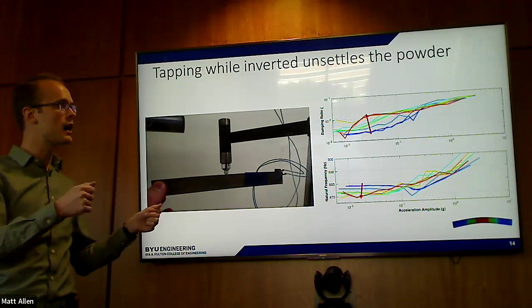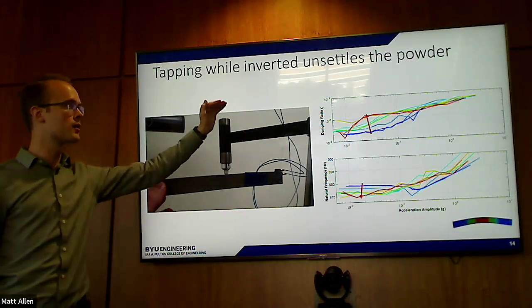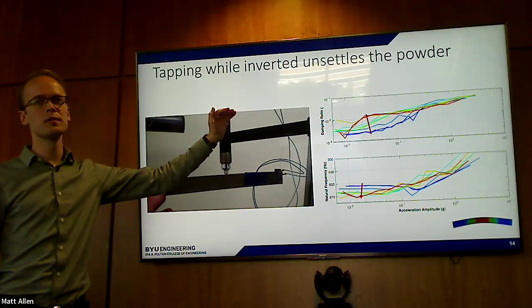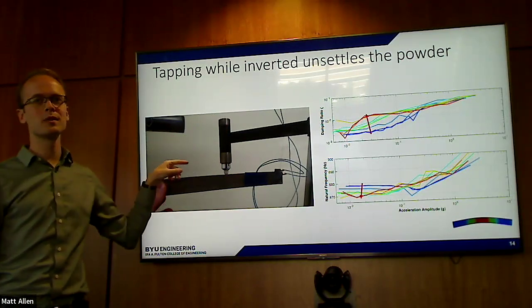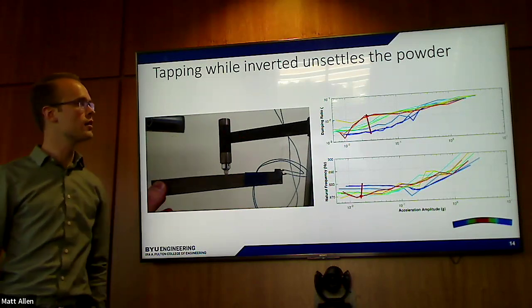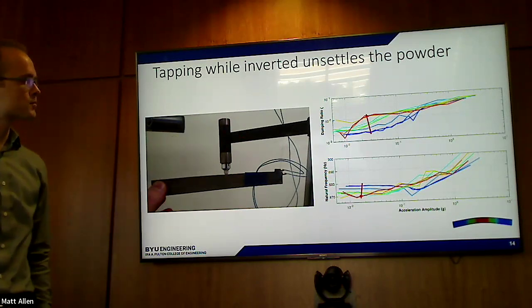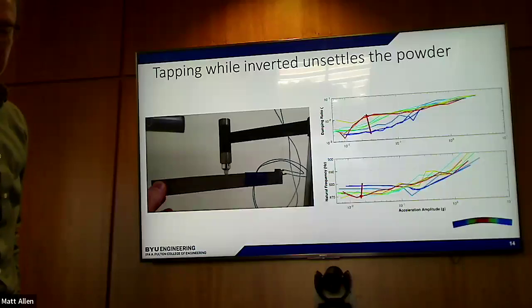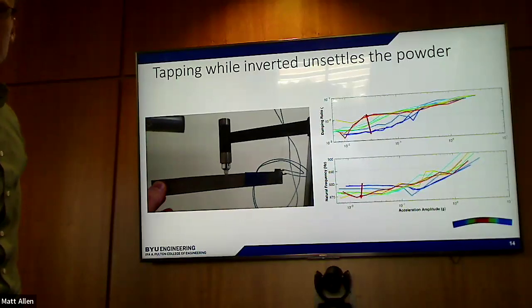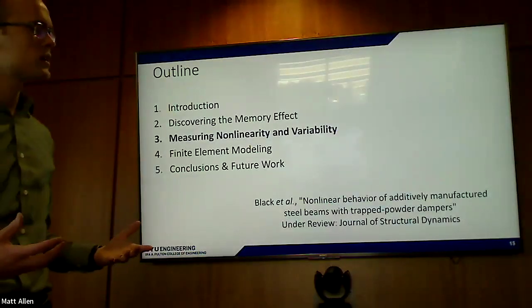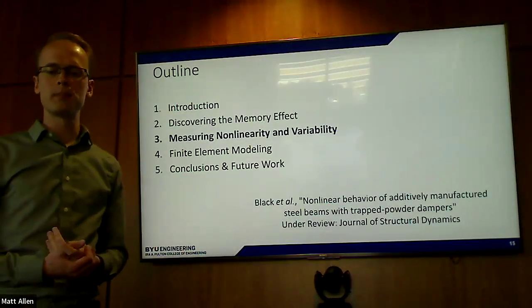If you turn the beam upside down, you would recover that damping at low amplitudes that you'd lost on the previous slides. And if you tapped it while it was upside down, you'd actually go higher than the initial state. So using that understanding of the settling and unsettling, we designed a more complicated study.